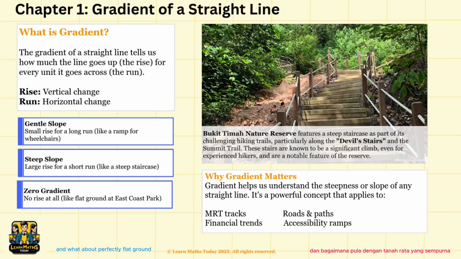And what about perfectly flat ground? Like walking along the expansive, flat pathways at East Coast Park. That's what we call a zero gradient because there's absolutely no rise at all. You're moving horizontally, but your height isn't changing.